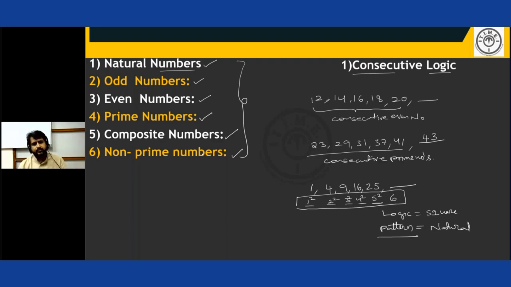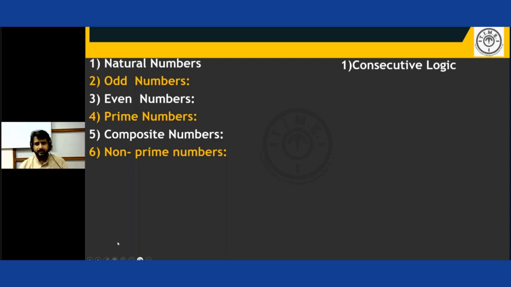Any number of questions you solve, the pattern will remain the same: natural, odd, even, prime, composite, non-prime, given either consecutively or alternately. Right. So here, what does consecutive logic mean? Numbers themselves follow a specific pattern.